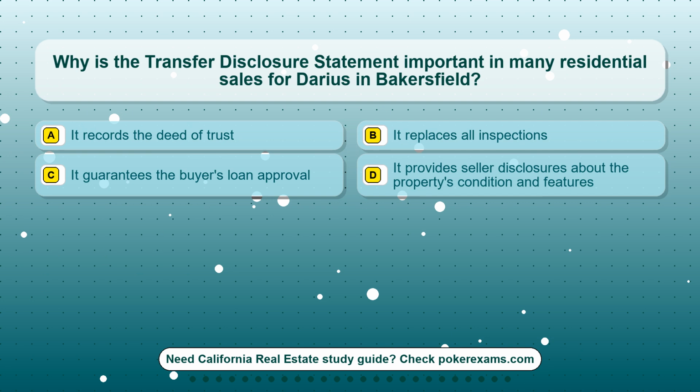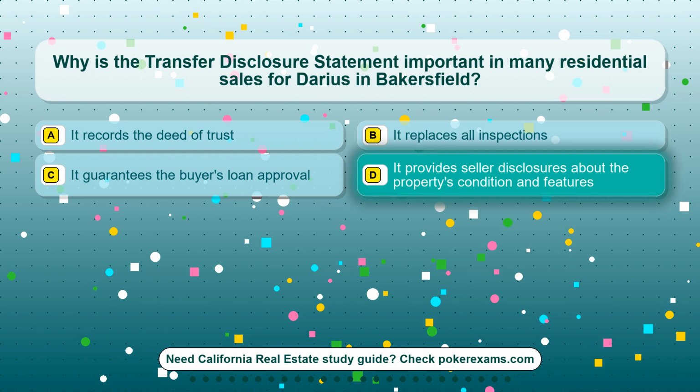Question 11. Why is the transfer disclosure statement important in many residential sales for Darius in Bakersfield? Option A. It records the deed of trust. Option B. It replaces all inspections. Option C. It guarantees the buyer's loan approval. Option D. It provides seller disclosures about the property's condition and features.